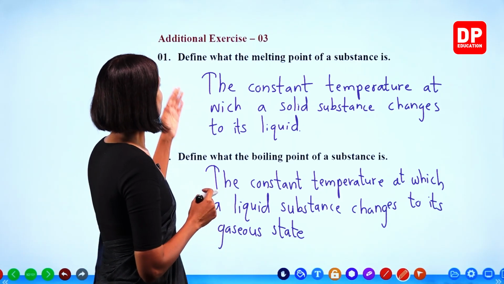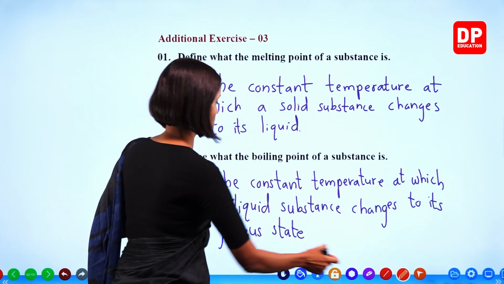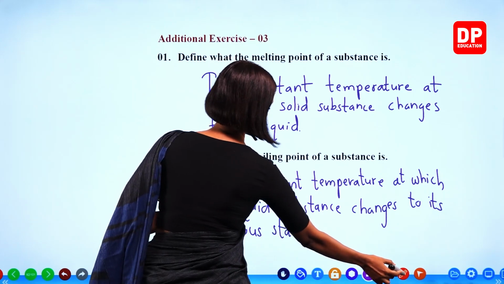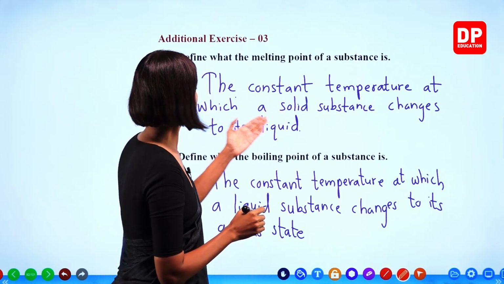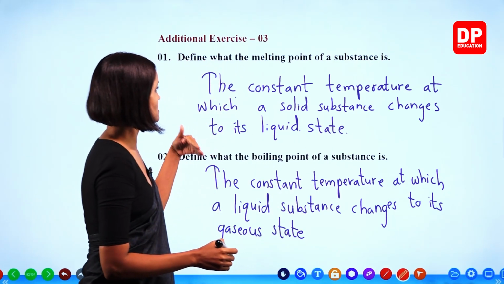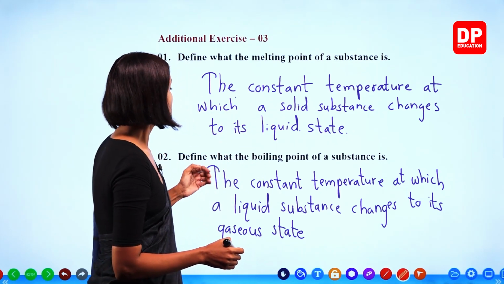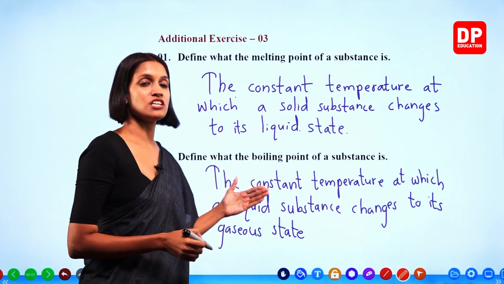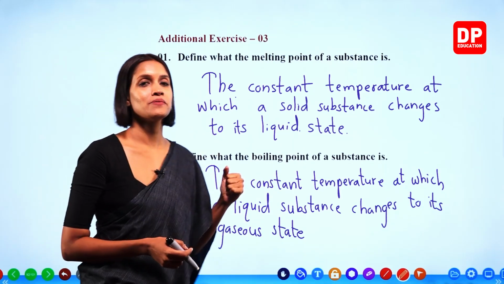Right, children? Define what the melting point of a substance is. The constant temperature at which a solid substance changes to its liquid state is known as the melting point of that substance. Okay? Define what the boiling point of a substance is. The constant temperature at which a liquid substance changes to its gaseous state is known as the boiling point of that substance. Right, children? We'll move on to the next.